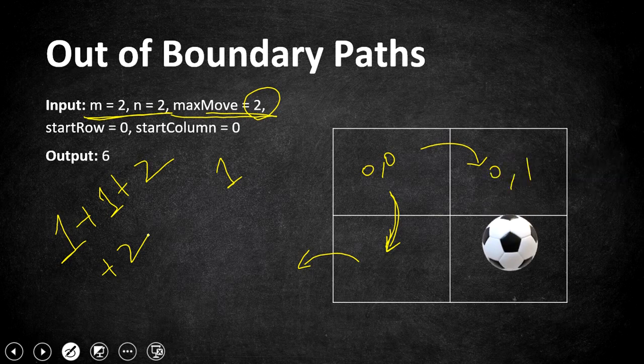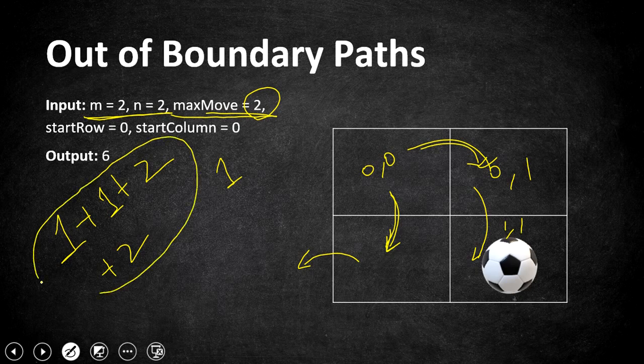From 0, 1, you can move it to 1, 1, but moving from 0, 0 to 0, 1 and then to 1, 1 has completed the overall moves of 2. So you cannot make any more moves to take it out of the grid. In total, we have got 6 different ways to make it out of the grid. So clearly, we have to try out all possible options by moving the ball in all possible ways, and within the maximum number of moves, you have to bring the ball outside.